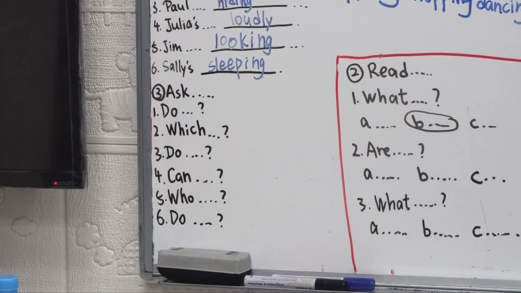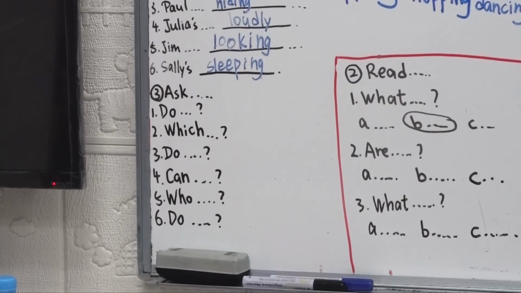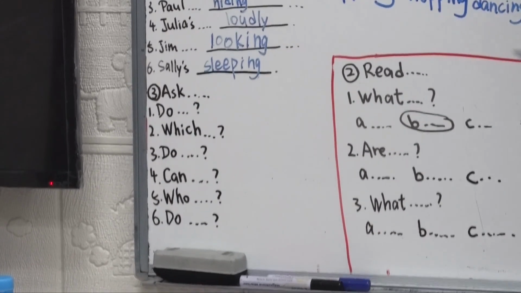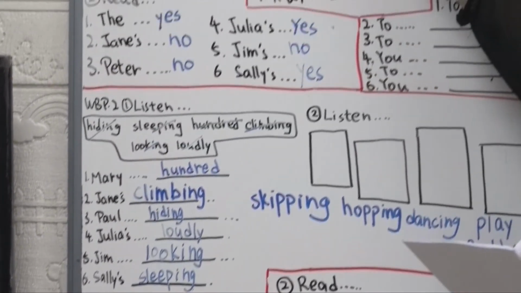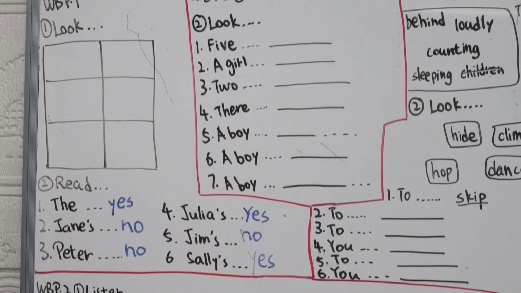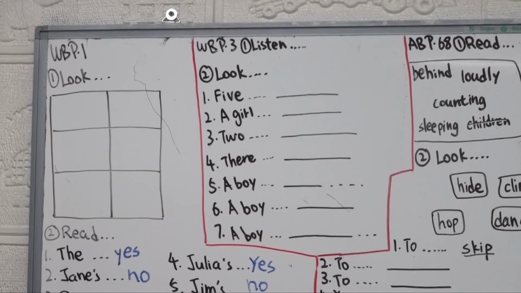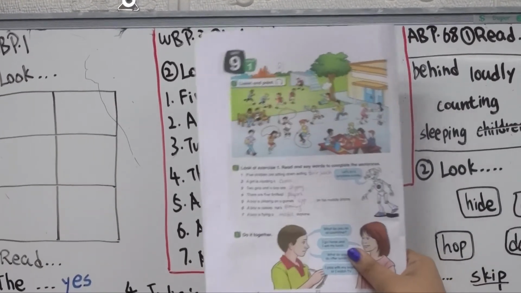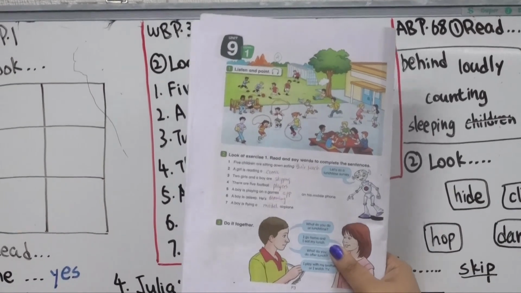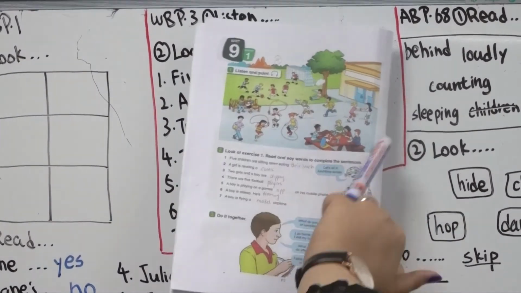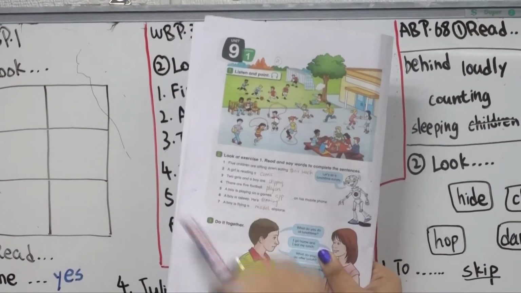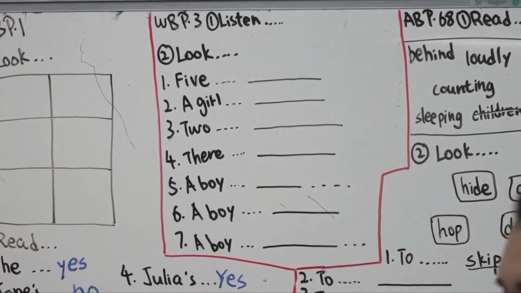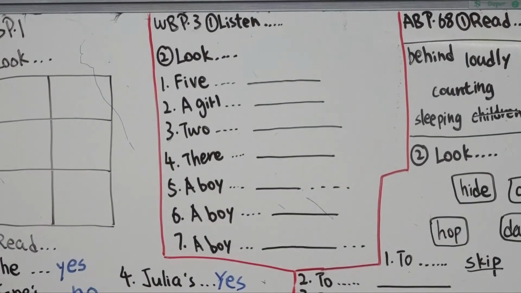All right, no problem. Now let's have a look on page number 3. Listen and point. You will see a picture like this in your book, right? Let me show you. You have to listen and point. So point by yourself, okay? So let's listen and then you point.